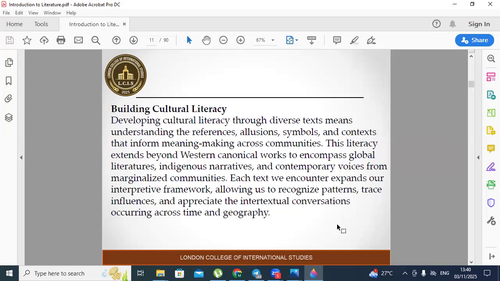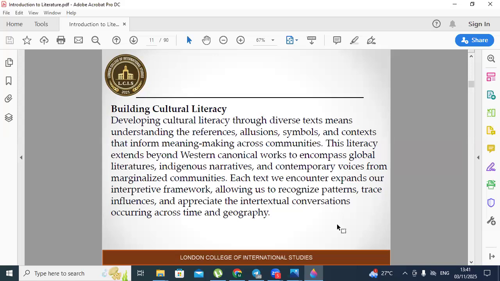While those texts have value, they represent only one tradition among many. Cultural literacy encompasses global literatures from Asia, Africa, Latin America, indigenous narratives from colonized regions, and contemporary voices from marginalized communities within Western societies. Each text we encounter expands our interpretive framework.